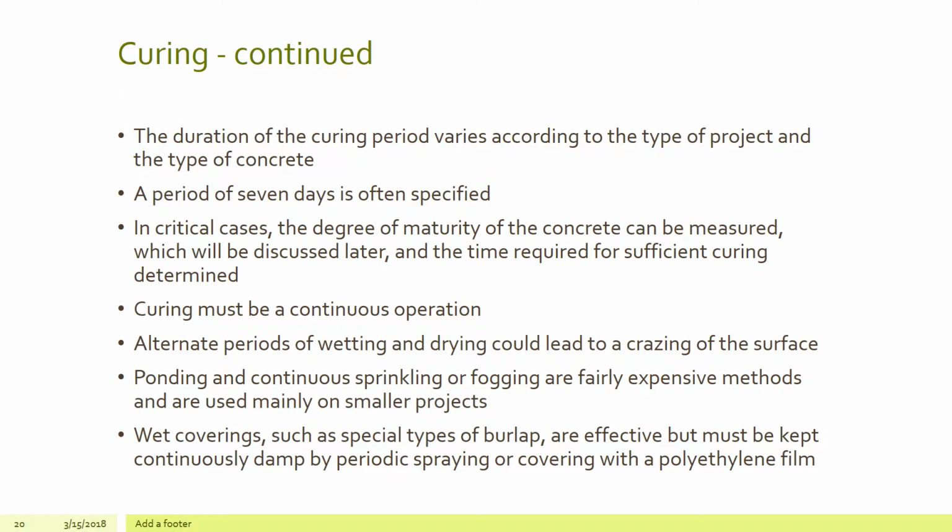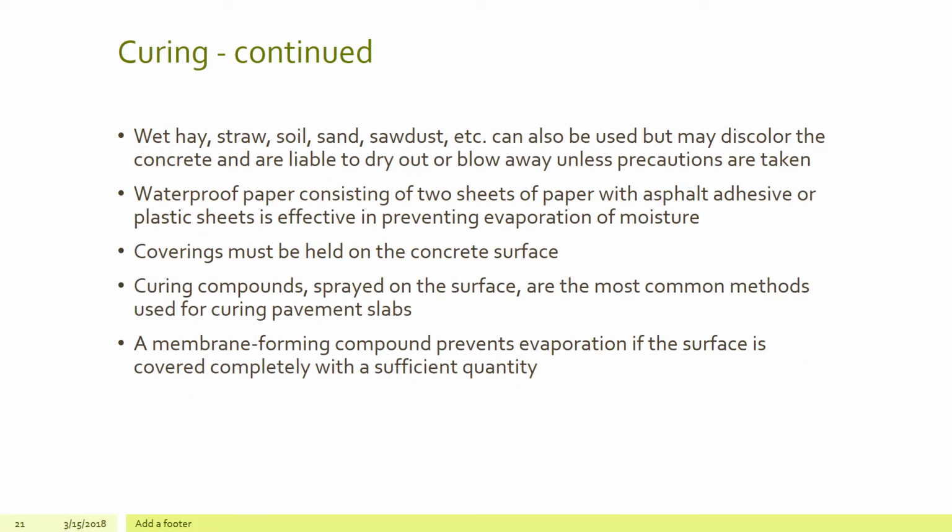Ponding and continuous sprinkling or fogging are fairly expensive methods and are used mainly on smaller projects. We usually see this on driveways, sidewalks, and things along these lines. Wet coverings, such as special types of burlap, are effective but must be kept continuously damp by periodic spraying or covering with a polyethylene film.